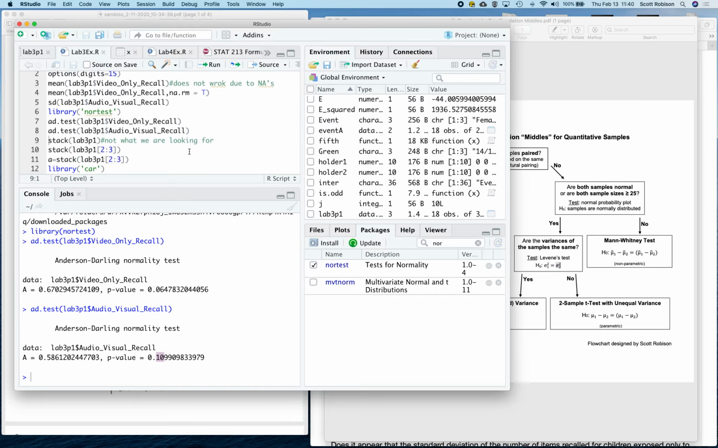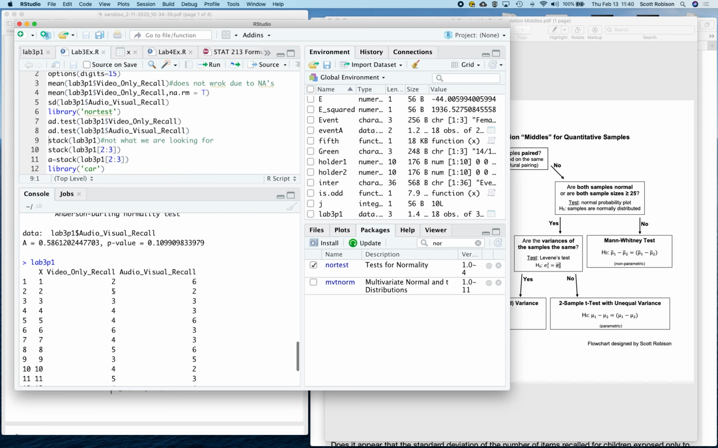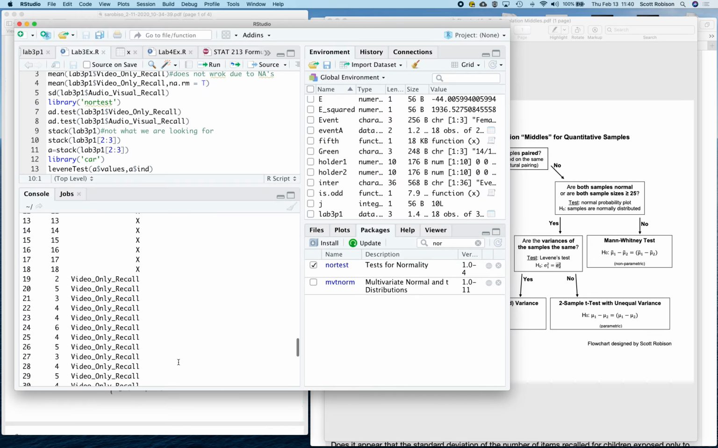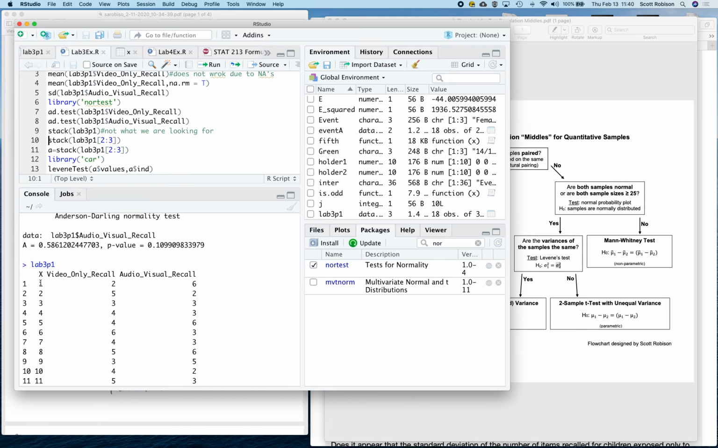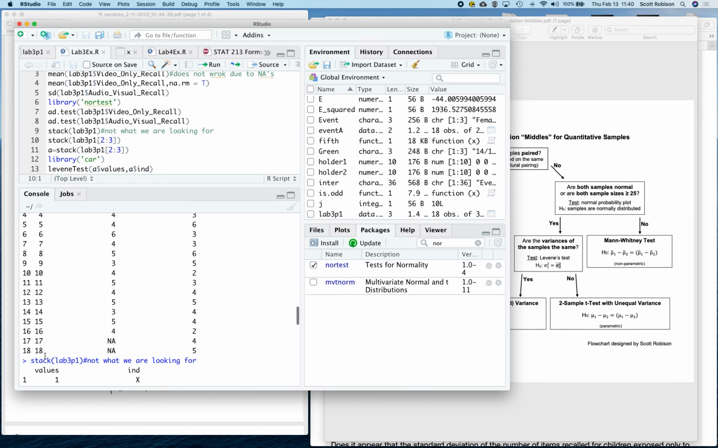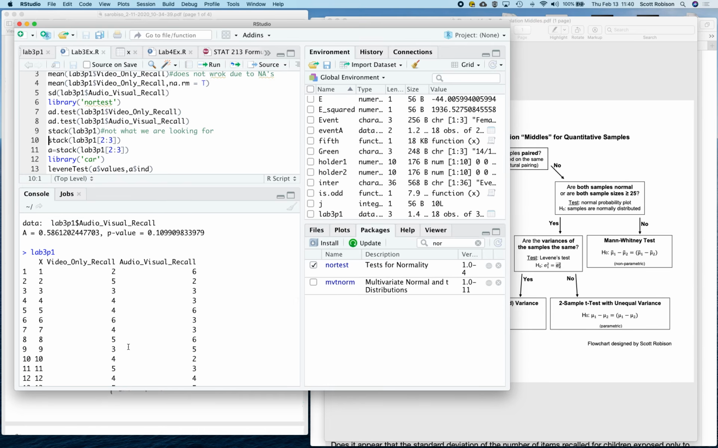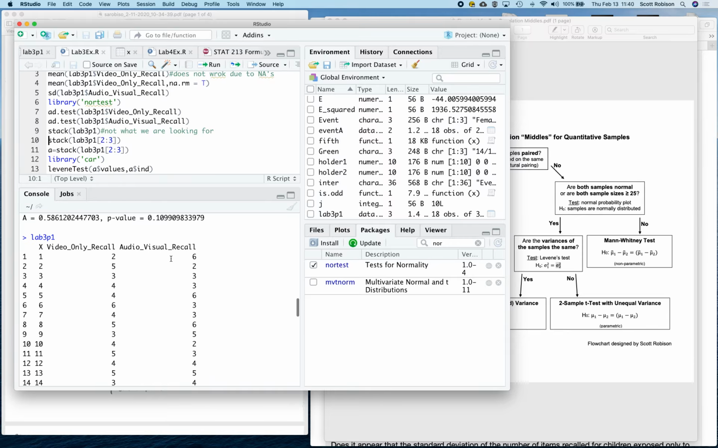We have to get our data into stacked columns. So again, let me just remind you what our data currently looks like. That is 2 separate columns. This command here, stack, lets you stack the data that you've got in a data frame. Actually, I guess we had 3 columns. We had this column of just 1, 2, 3, 4 to 18. We've got this column of video only, and we've got this column of audio and visual.